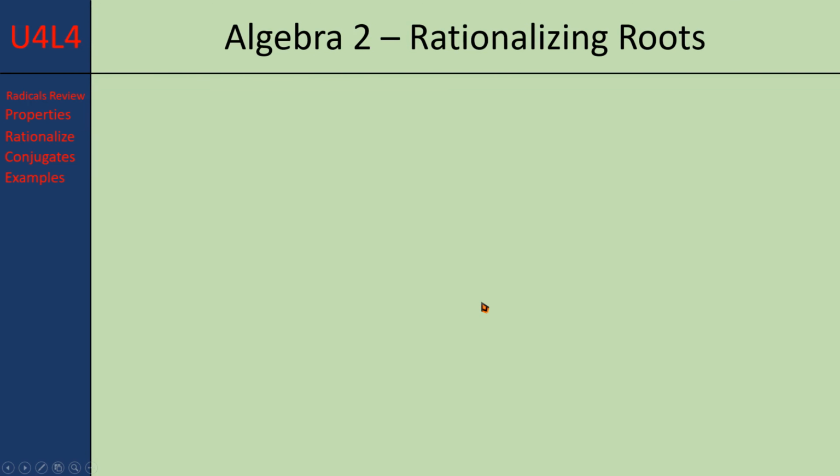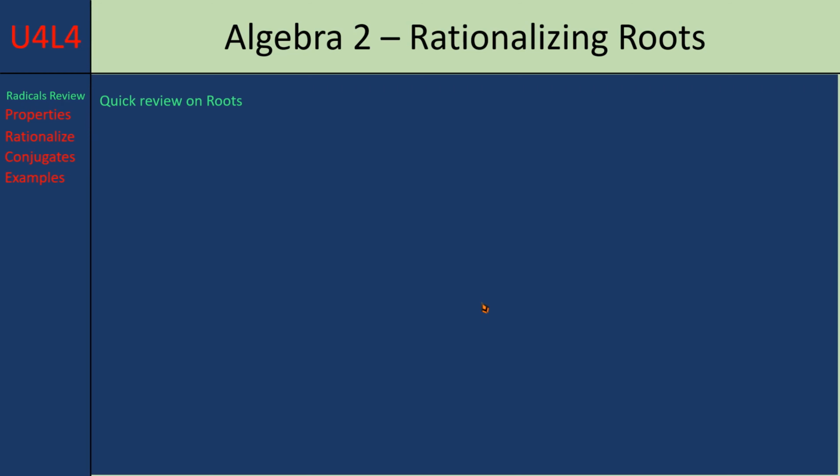Okay, this is L4, U4L4, and we're talking about rationalizing roots. Let's do a quick review on radicals. This symbol is called the radical sign. What's under it, it could be a number or a string of numbers, is called the radicand.